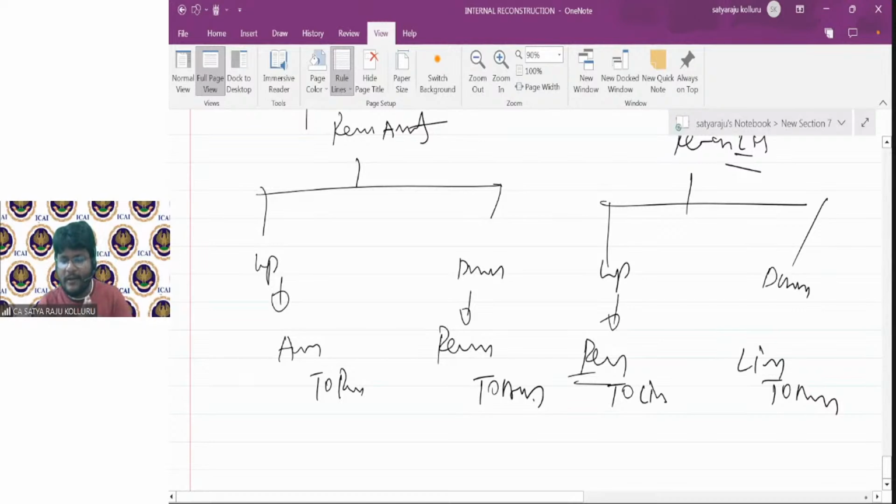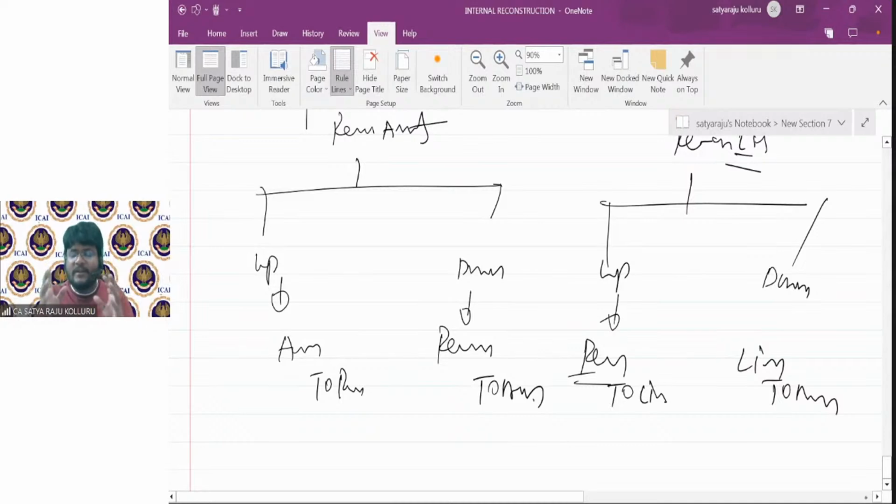Do you understand? After completion of all these things, you should check how much balance there is in the reconstruction account, irrespective of whether it is mentioned in the problem. You should set off the P&L account debit balance with the reconstruction account. Still, if you have any remaining balance, you should transfer it to capital reserve.